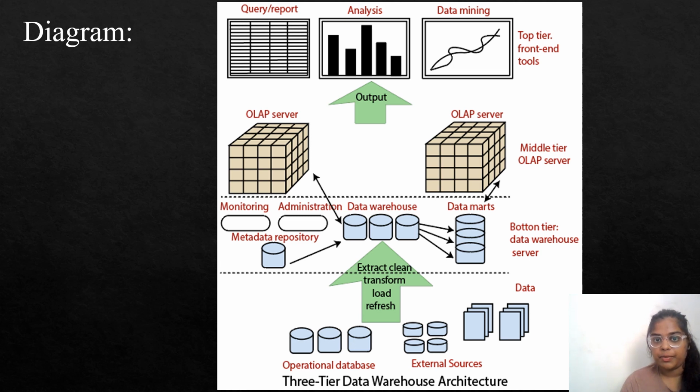This is the diagram representation of the three-level tier architecture, which has the bottom tier, middle tier, and the top tier. Here, the bottom tier gets the data from operational databases and external sources. The data will first be extracted, transformed, loaded, and refreshed. It goes through certain operations and then gets into the bottom tier, which is the data warehouse server. In this, monitoring, administration, data warehouse, and data marts are visible in the bottom tier.